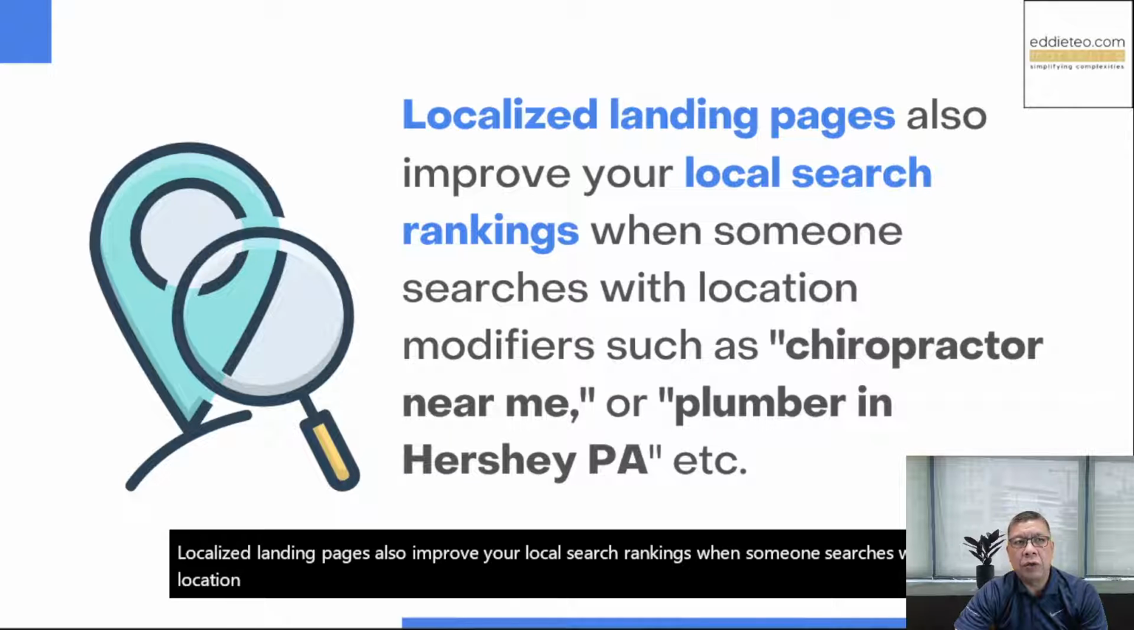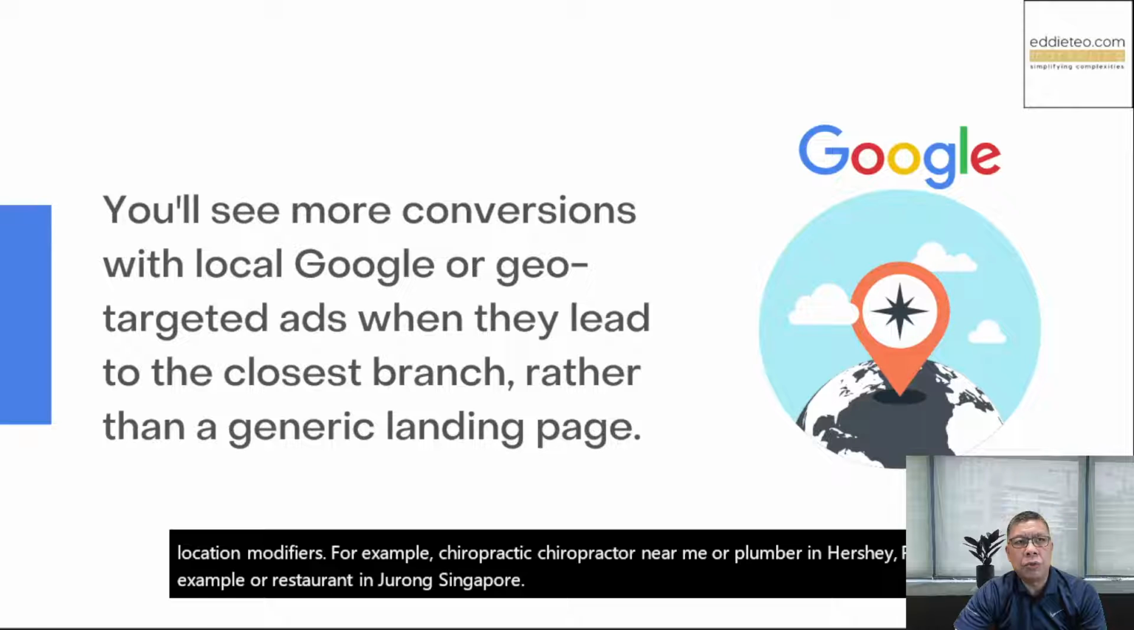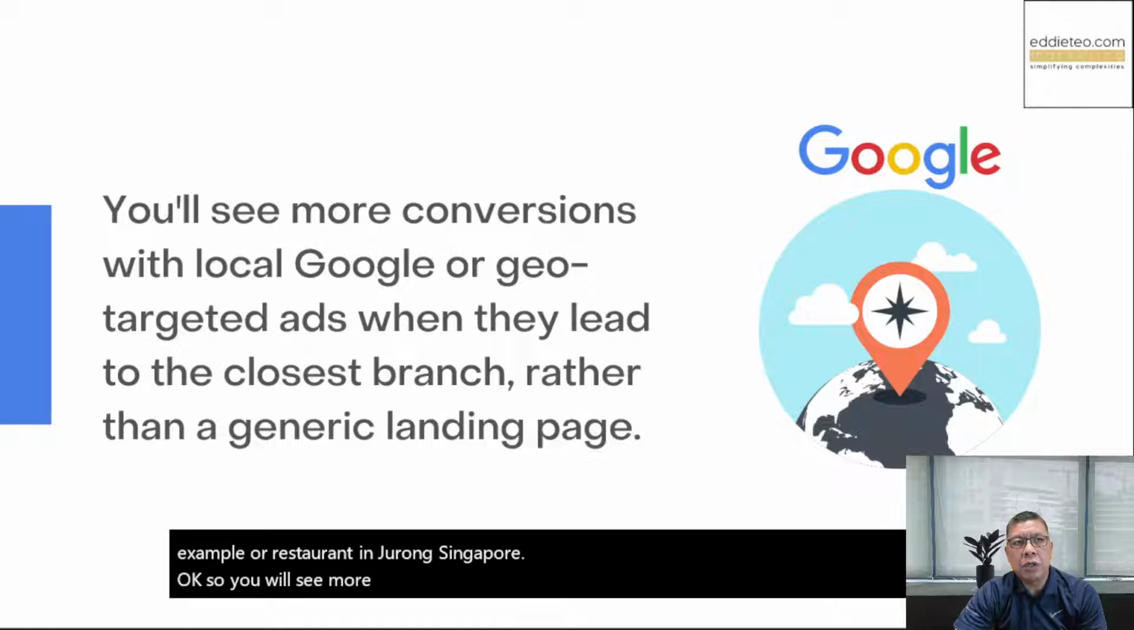For example, chiropractor near me, or plumber in Hershey, PA, or restaurant in Jurong, Singapore. Okay, so you will see more conversions with local Google or geo-targeted ads when they lead to the closest branch rather than a generic landing page.